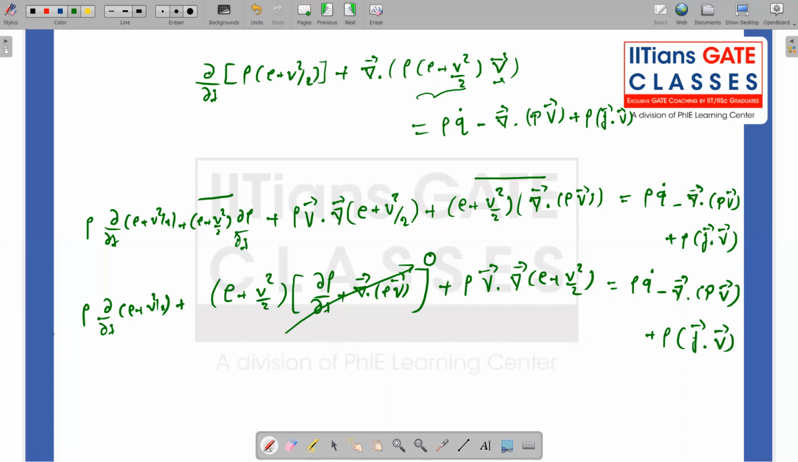So now if I take the density field common, rho common, that leaves me ∂/∂t of (E + V²/2) plus V dot grad of (E + V²/2) equal to the RHS. So this is nothing but the total derivative.